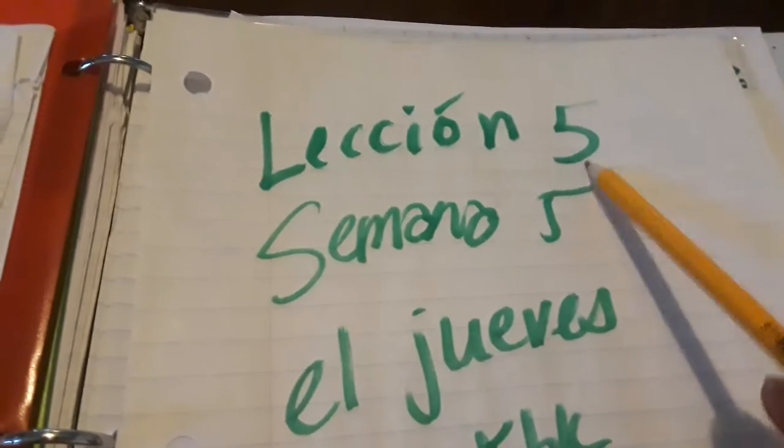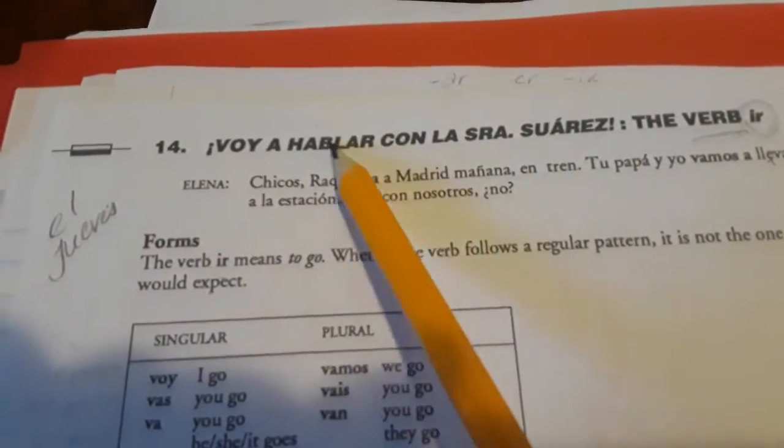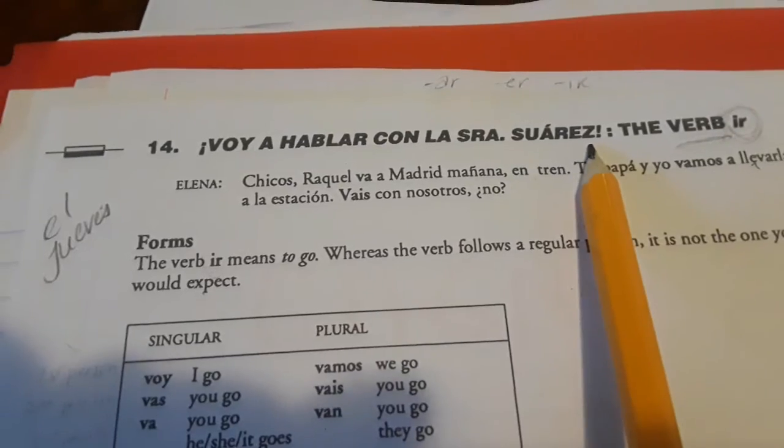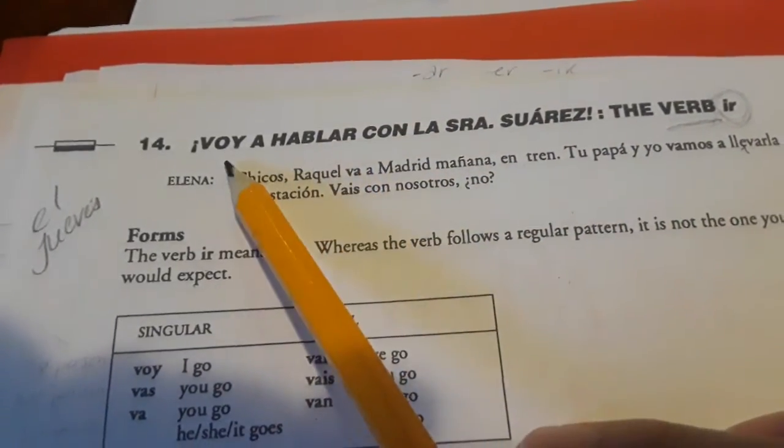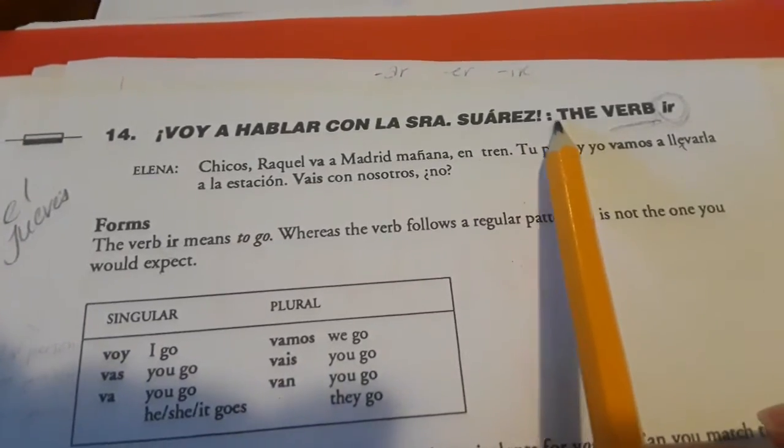Lección 5, Semana 5, el jueves. This is in the workbook, work for Thursday, okay? Número 14. Voy a hablar con la señora Suárez. Voy a hablar con la señora Suárez. Exclamation point.